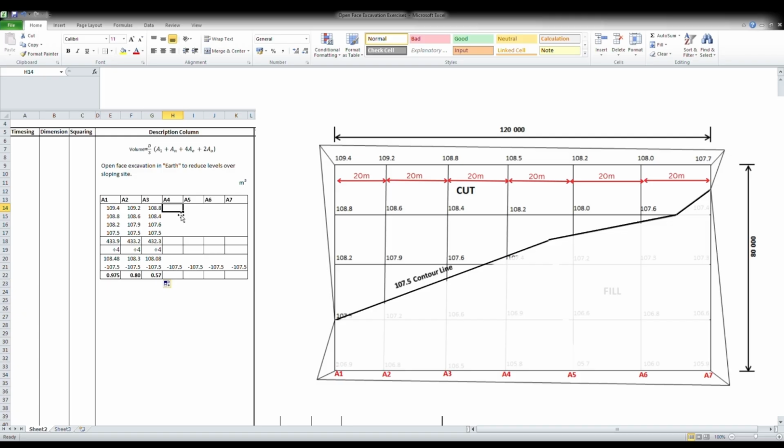Moving on to A4, 108.5, 108.2, and then 107.5. We have 3 levels there, so we're going to get the total. The total gives us 324.2, and then because we have 3 levels, we're going to divide that by 3. And then we're going to get the average. Okay, so we get 108.07, right? And then when we subtract 107.5, we get a total of 0.57. Now moving on to A5.